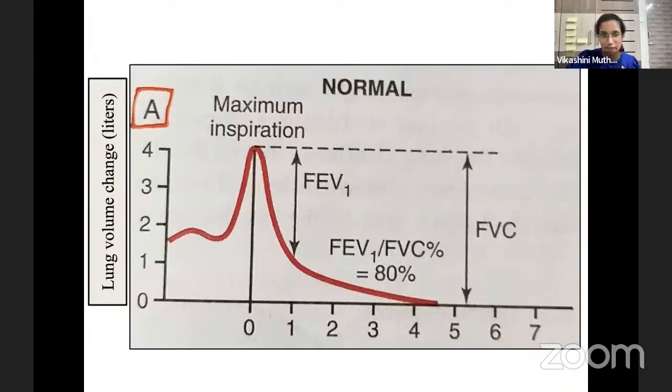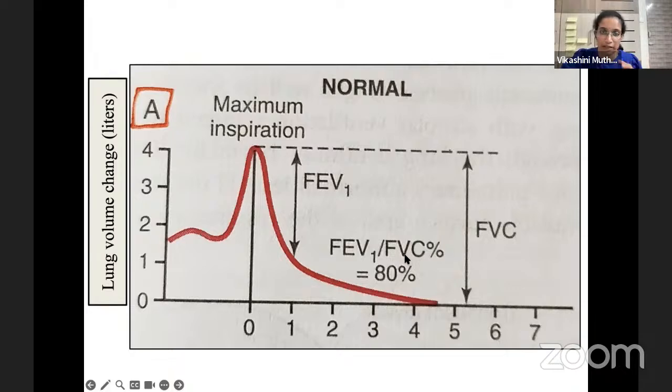Now, let's discuss this graph, which was taken out of a spirometry. This is basically done in a normal patient. So don't panic, it's very simple. The x-axis is time in seconds and the y-axis is lung volume changes in liters. Now you ask the patient to take a deep breath. So they inspire normally and the point of maximum inspiration is reached. And then you ask the patient to exhale out. So that's the fall. The drop of the graph starts. It depicts expiration. So this whole volume is the forced vital capacity of the lung.